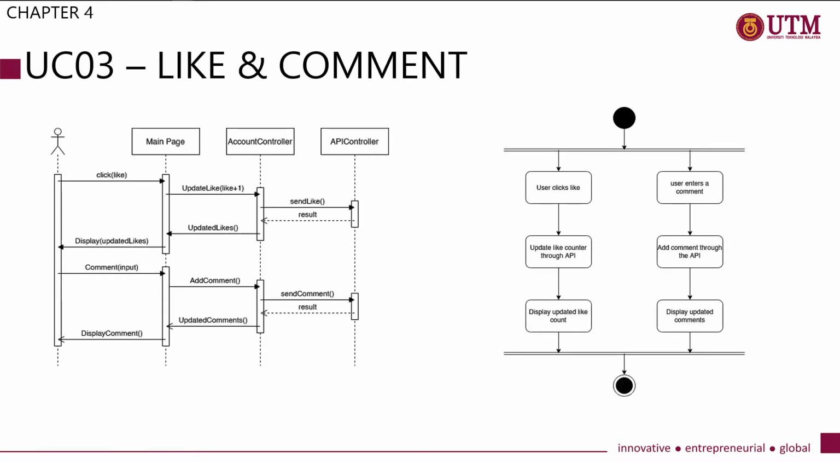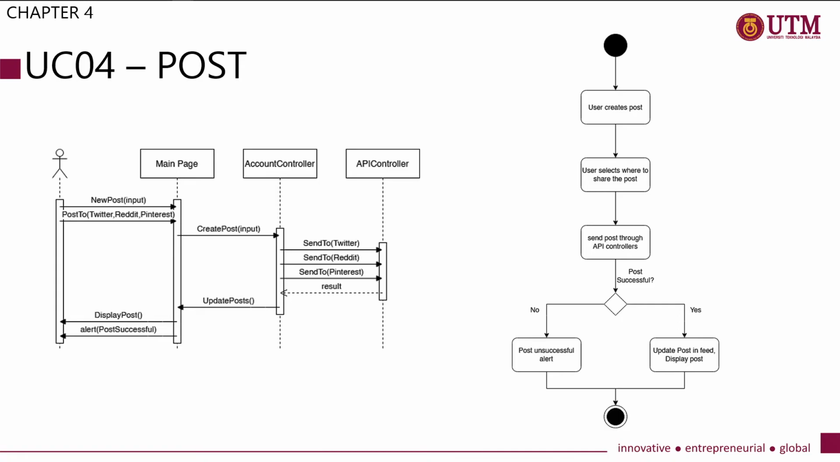Next, in use case 3, the users click like or comment on a post. The system then updates the information accordingly, and then the system sends the information through the appropriate API.